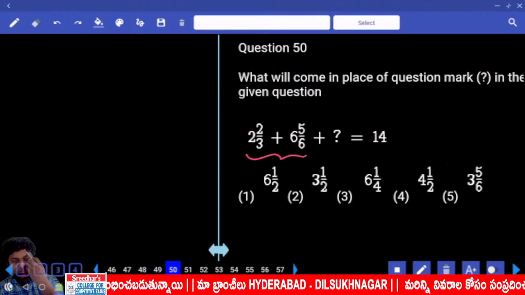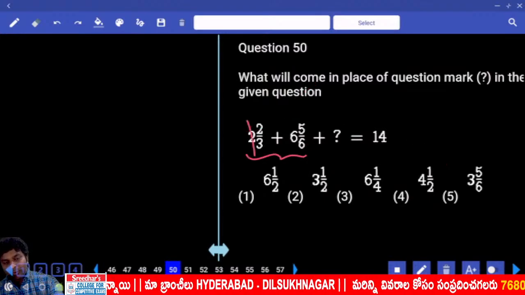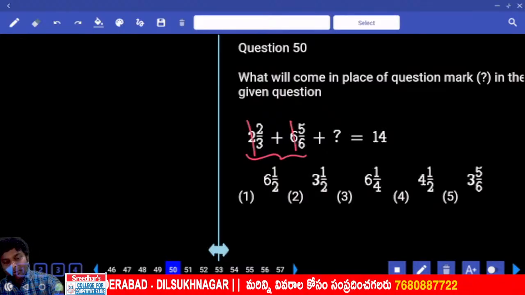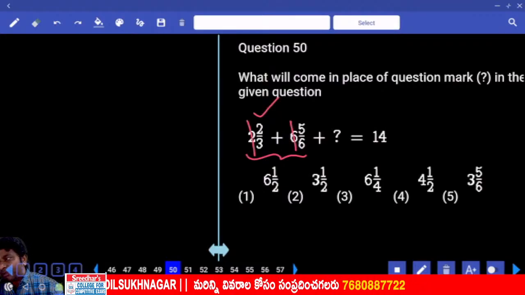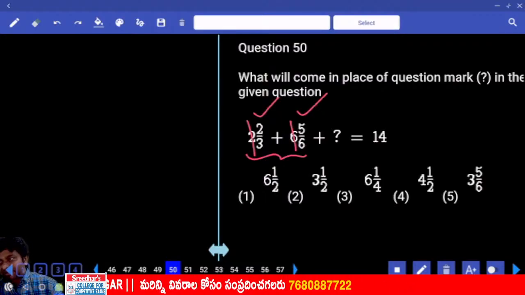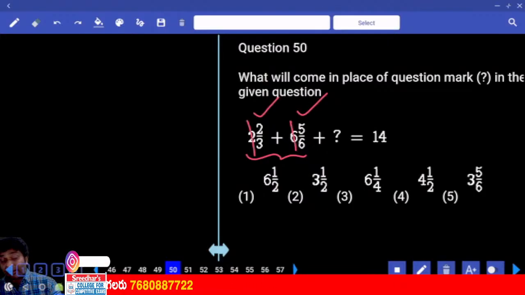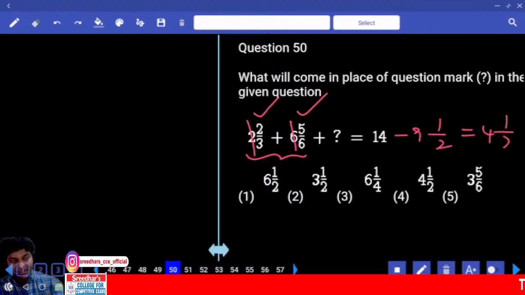Take these two numbers to the right hand side. 2 plus 6, keep it aside. 2 by 3 can be written as 4 by 6, plus 5 by 6, 9 by 6, meaning 1.5 only. 6 plus 2 is 8, plus 1.5 is 9.5. It goes to the right hand side. Answer will be 4.5.